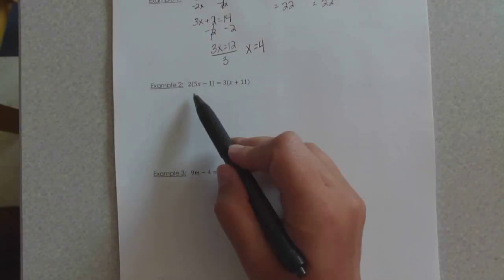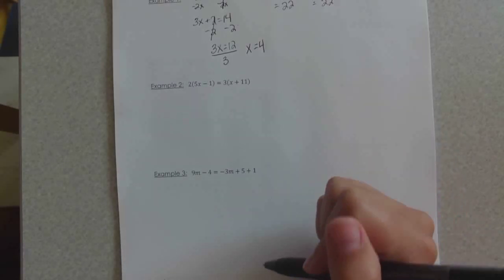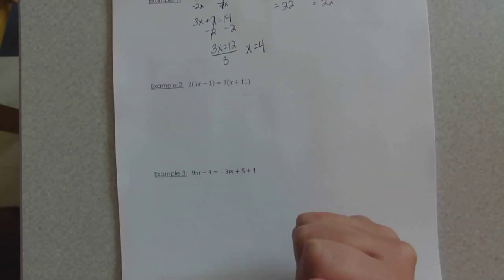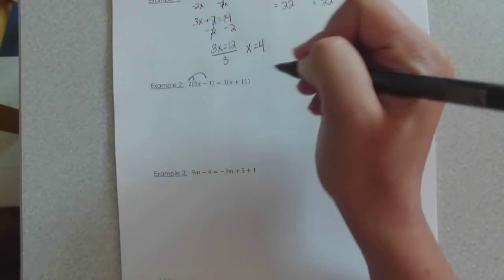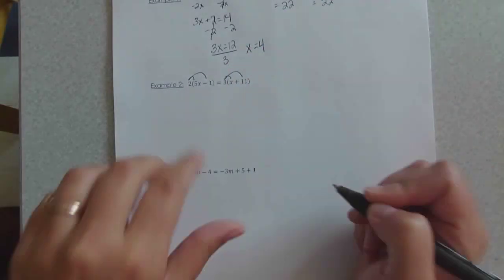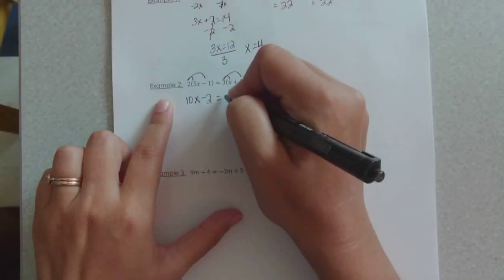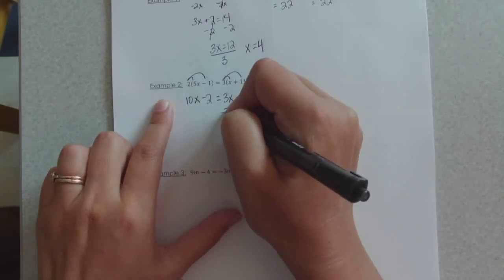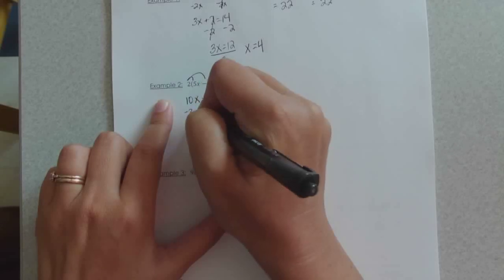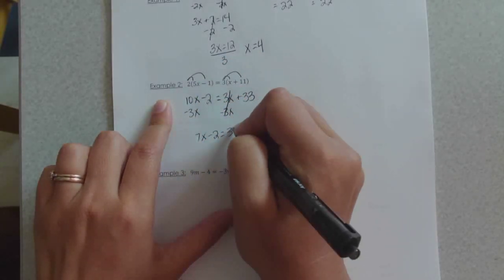So for this one, we have parentheses. So of course, we need to take care of the parentheses first. If you remember that old acronym PEMDAS, please excuse my dear Aunt Sally, parentheses come first. So let's distribute our 2 and distribute the 3. So this gives us 10x minus 2 equals 3x plus 33. I'm going to start by subtracting my 3x from both sides. I get 7x minus 2 equals 33.